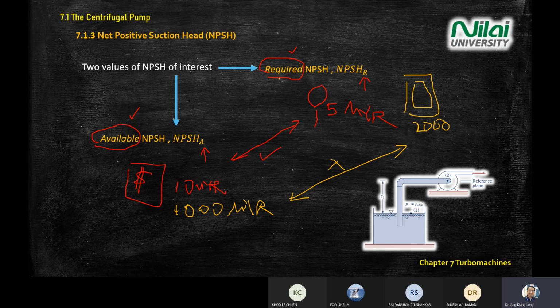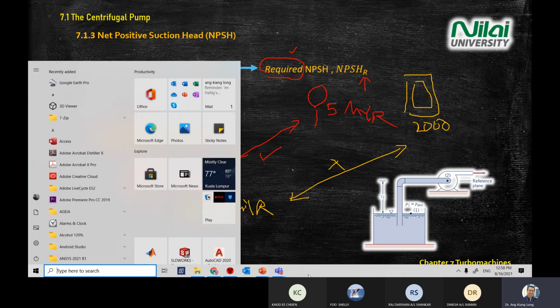We'll go for a short break. Then we look at what is required, what is available. At here, you get the concept correct first. Required is what is needed. Available is what you can supply. Okay, so the available value must be more than required so that the system can work. All right, we have a short break. Let me stop the recording.